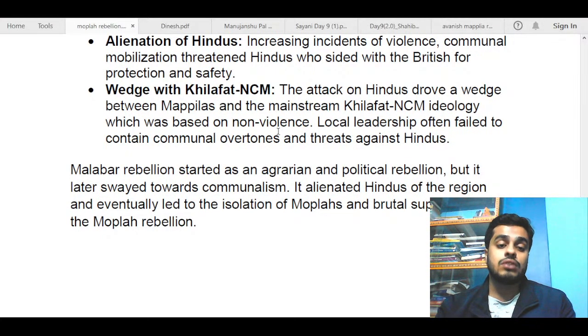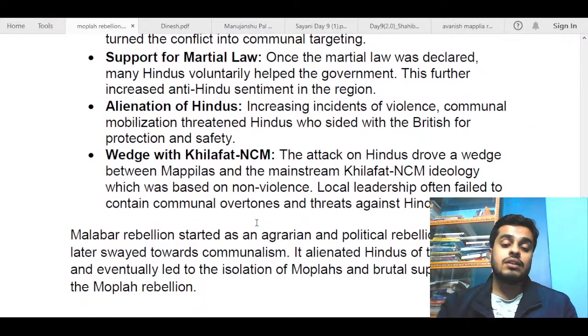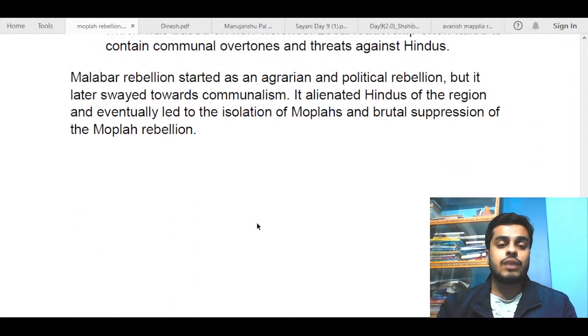So you could have talked about this also. Basically, you had to just talk about the communal division of the classes and what was the stance of both the communities, Hindus and Muslims, during the movement, and that would have been sufficient to emphasize the religious divide that was created in this movement. After that, in the conclusion, you needed to just summarize whatever we had written.